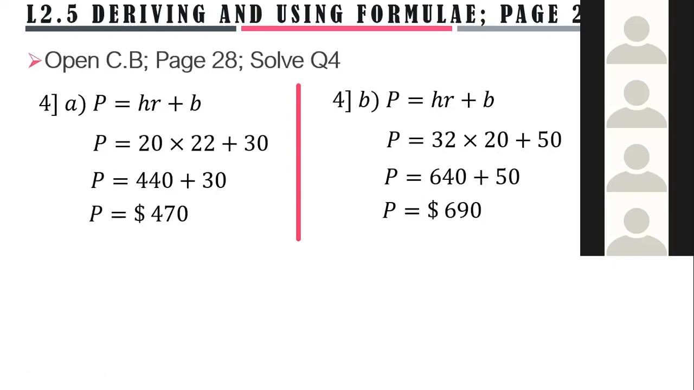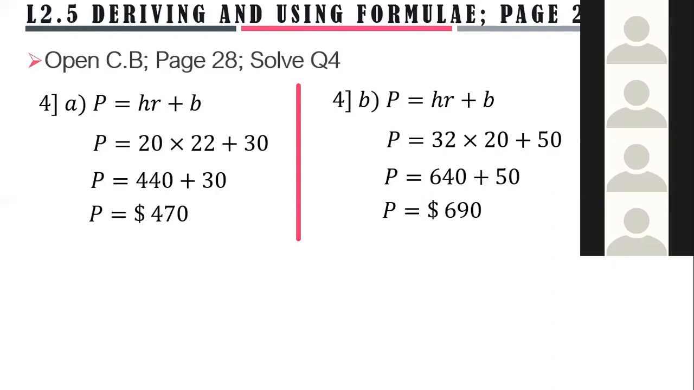Right now, miss, they gave you the information in the white box. He's telling you that P represents the pay, how much they're going to pay him. H represents the number of hours worked. So when they say works 20 hours, that means this is H. Now R, they said, is the rate of pay per hour. So when they say $22 per hour, that means it's R.